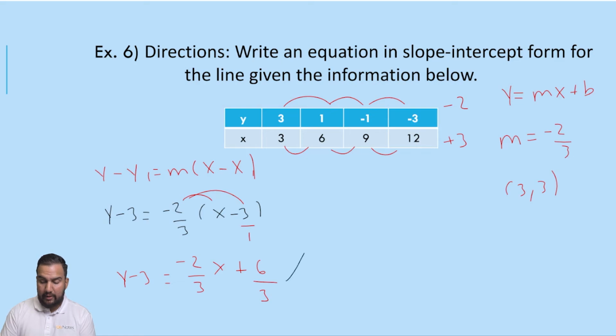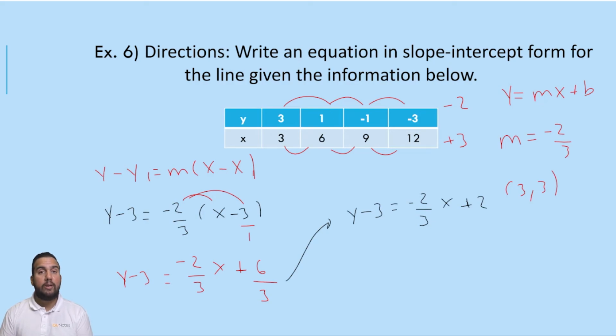Now you can't simplify this, so I'm going to come over here and it's going to be y minus 3 is equal to -2/3 x plus 2. Now, I wish I was done. I'm almost done. I really am. My last step is to do what? My last step is to get y by itself, isolate it.